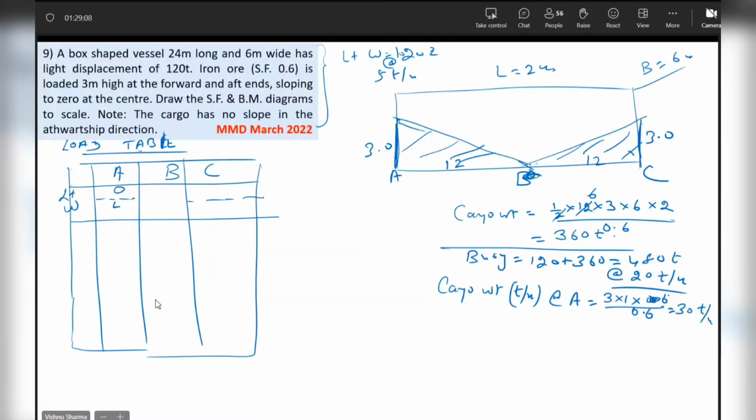It will be 0, 5, 5, 5, 0. Cargo, tons per meter. Guys, to the left of A is 0. At A, suddenly it comes, so it will be divided. To the left of A, cargo is 0. To the right of A, or just to the right of A, is 30. Then it is 0, 30, 0. This becomes the total cargo, total weight.